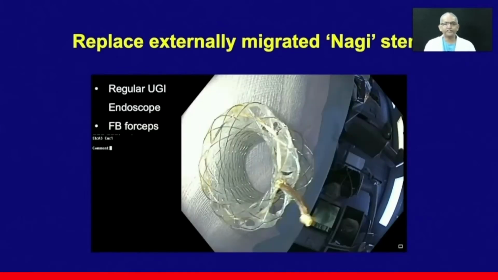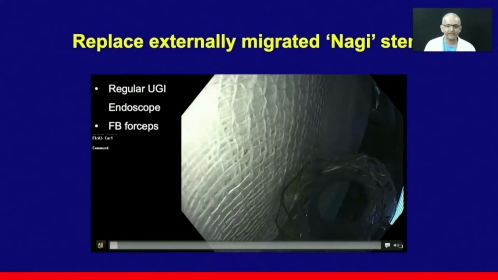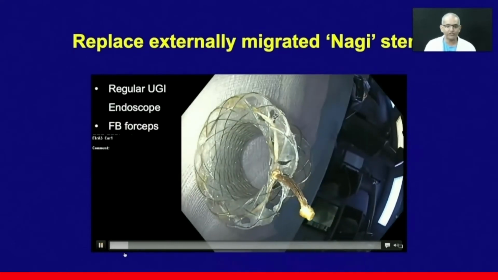So the stent had migrated into the gastric lumen, and we placed it back into the scope. You use a regular upper GI endoscope and a foreign body forceps. Watch very carefully what's being done here. This is the Nagi stent ex vivo.